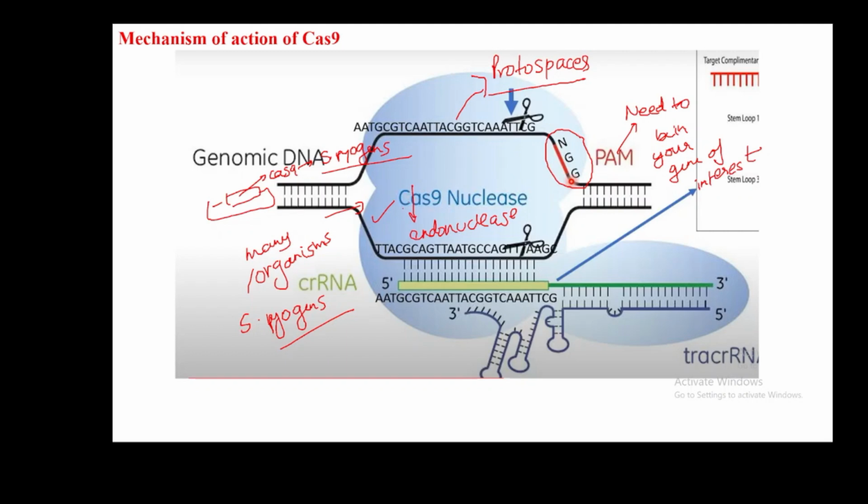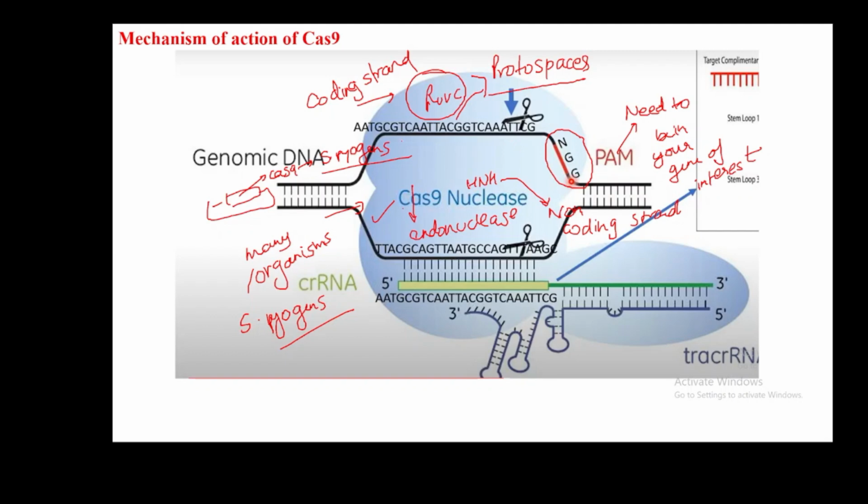So the Cas9 has two nuclease domains. One is the RuvC domain, which will cut the coding strand, and the HNH domain, which will cut the non-coding strand. And where is it going to cut? Just 3 base pairs upstream of the PAM. Cas9 is going to cut the DNA sequence on the basis of these nuclease domains.